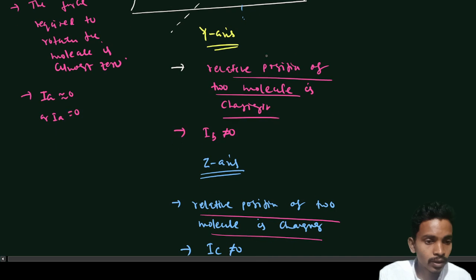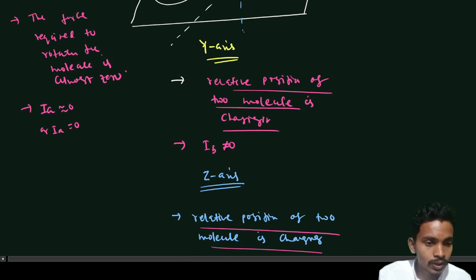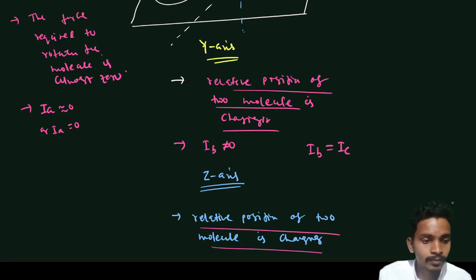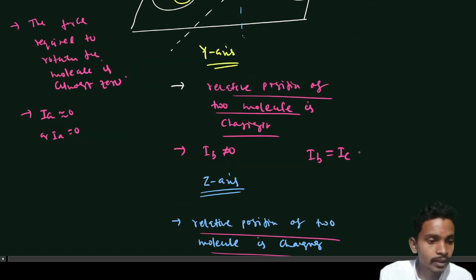Here also the relative position of the two molecules is changing. Here also the relative positions of the two molecules are changing. It means I can say that IB is equal to IC, and for IA, whenever we rotate about the x-axis, no molecule is changing. So I can say that this is not equal to IA, and IA is equal to 0.